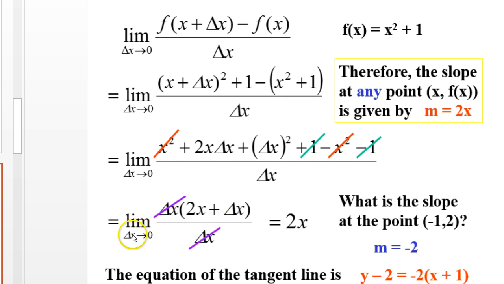Now, the limit of this function as delta x approaches 0, well, this is just going to turn into 0, and so we're just left with 2x. So what is the slope at the point -1 comma 2? Well, the slope is -2, and the equation of the tangent line is we just plug these points into the formula, and there's our point slope form.